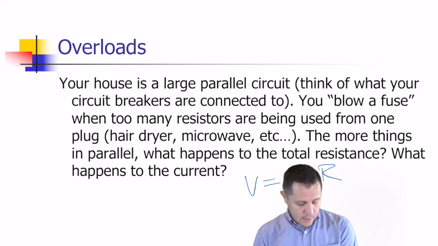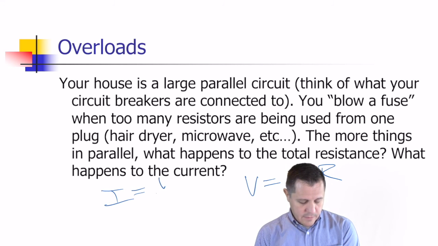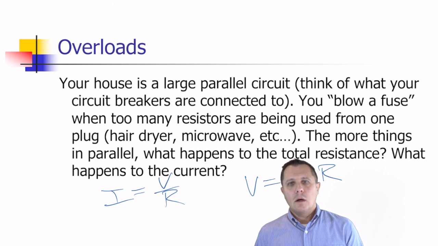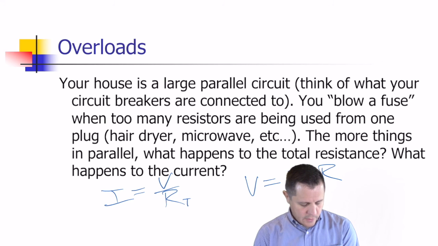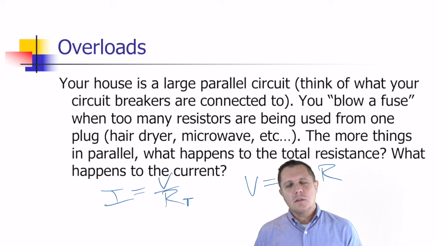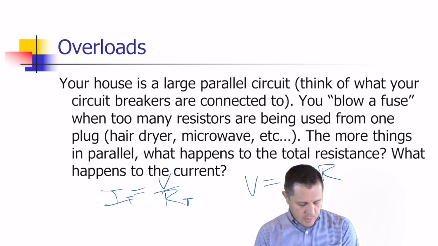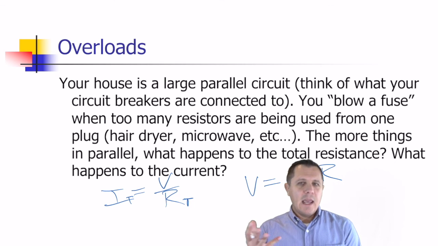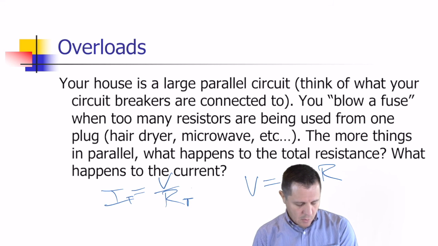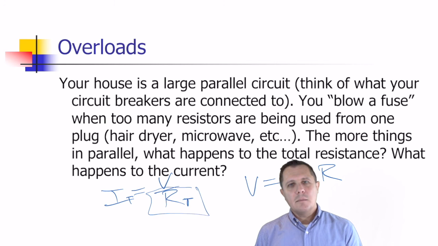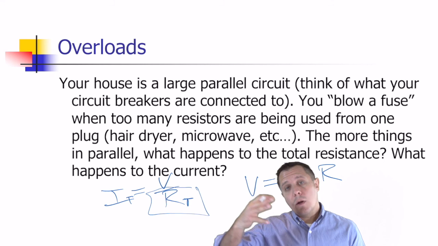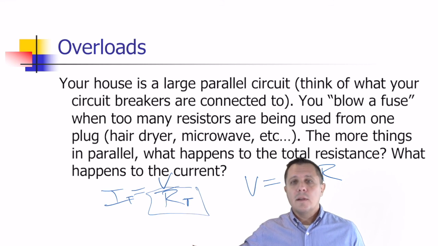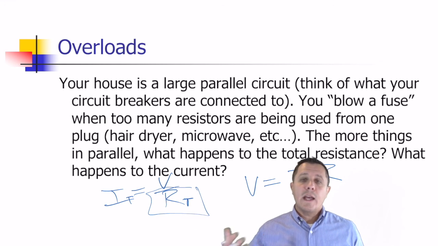So that means current, I, is equal to V divided by R. Well, if my total resistance down here gets smaller and smaller, think about what's going to happen to my total current. I'm going to get a bigger and bigger current, because I have a smaller and smaller number on the bottom to divide. The bigger current you have running through your house, the bigger chance of a fire. So that's why you have a circuit breaker.